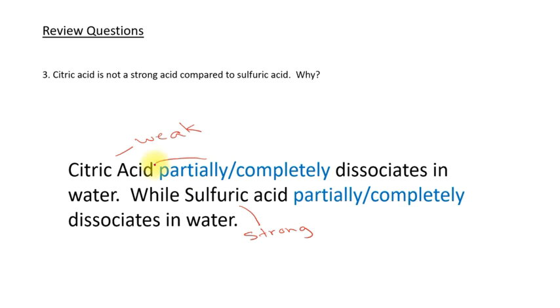Yeah, okay, so it partially dissociates. That's why it's weak. And sulfuric acid, since it's strong, it would completely dissociate in water. All right, I'm okay if you write this down as you see it, and as your answers for your review question.